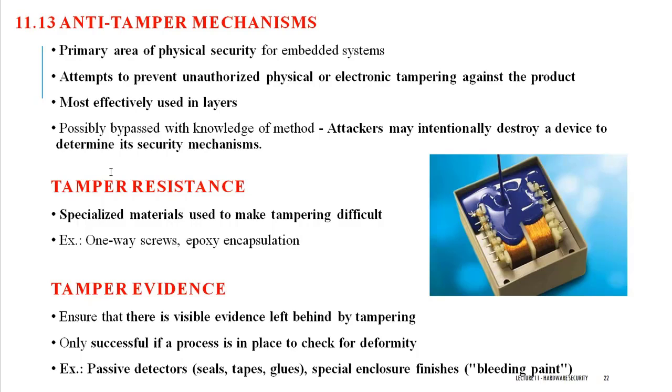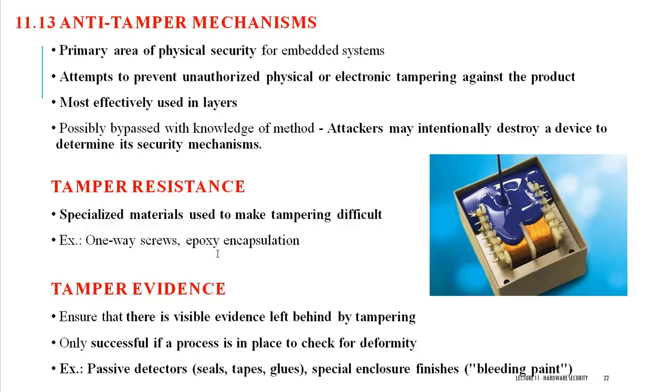Tamper resistance uses specialized materials to make tampering difficult. So what are these materials? For example, one-way screws. What are one-way screws? You can only fix them, you cannot remove them. So one-way screws will be used.